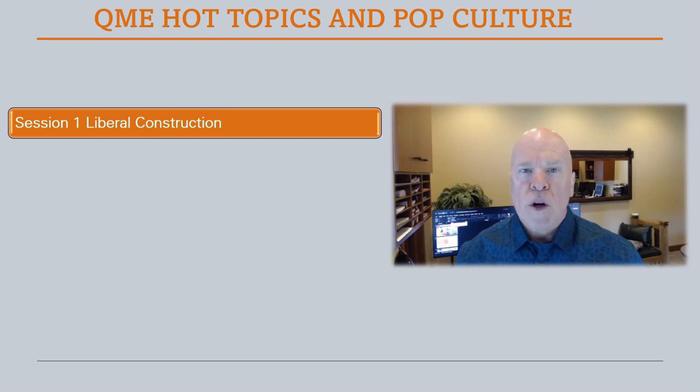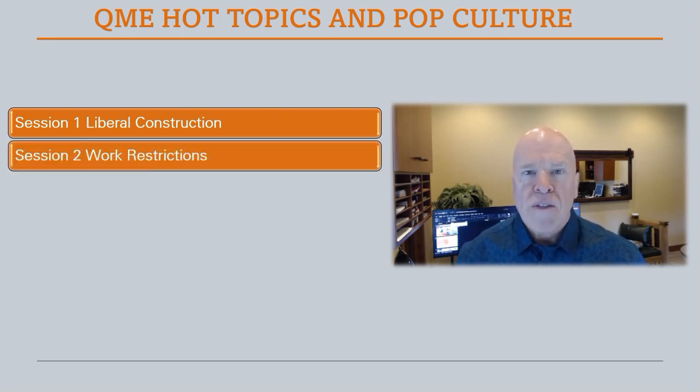In session number 1, we spent a great deal of time talking about how liberal construction shapes the decision-making process in California workers' compensation to favor the delivery of benefits to persons injured in the course of their employment here in the state of California. And this is a philosophy that governs all of the workers' compensation system, and we talked at great length about that particular concept.